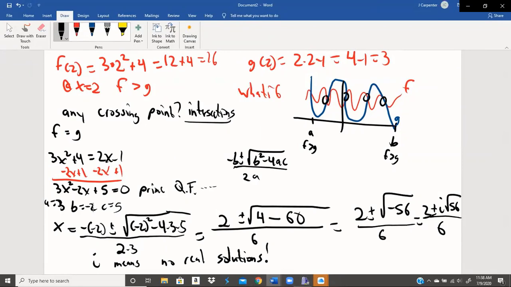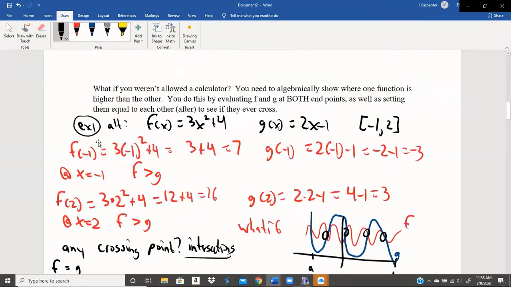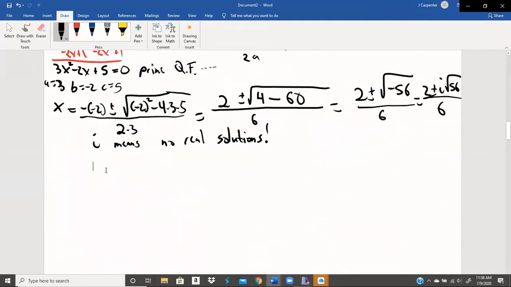All right, so let's take this idea and let's do a word problem. So that was example 1. Example 2.